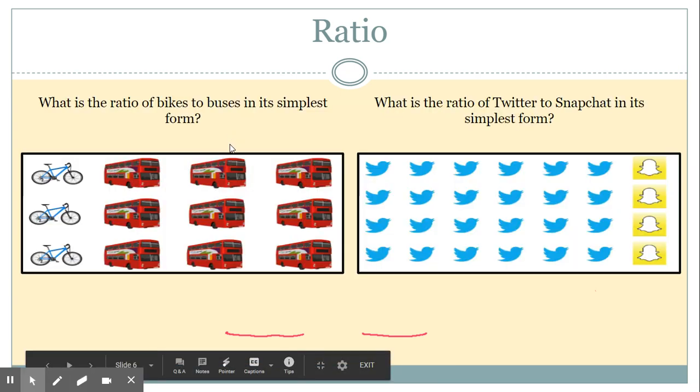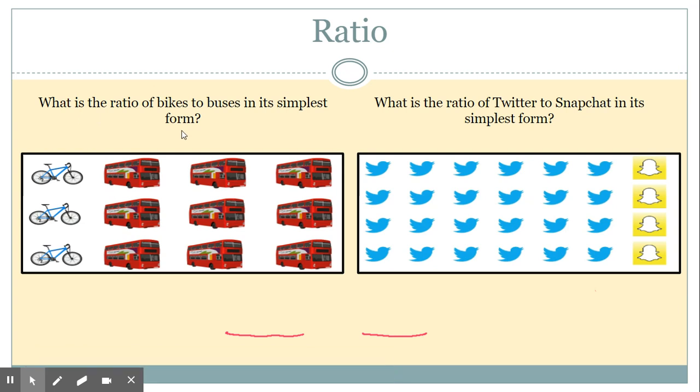So if I just talk about ratios here, what is the ratio of bikes to buses in its simplest form? Bikes to buses in its simplest form. So again, the very important thing to see is the ratio is in the order of bikes to buses, and you have to give your answer in simplest form. So let's just see. I will just write over here.